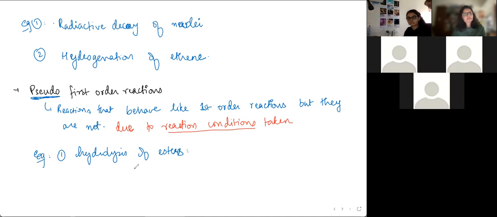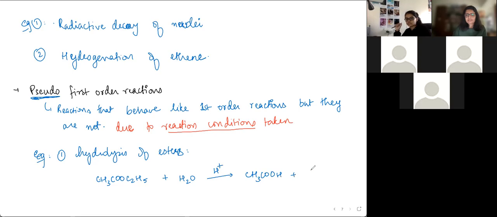Do you guys remember what esters are? R bond O bond R dash, right? No, that's ethers. Esters are R bond C double bond O, then O R dash. Correct, it's either this or that. It can't be anything else. So let's say we have ethyl ethanoate, CH3COOC2H5. Hydrolysis is basically treating with water in the presence of acid. So what you end up getting is that it turns back into acid and alcohol, what it's made up of. The other way around is esterification, the formation of ester. Hydrolysis of esters decomposes it back into this.